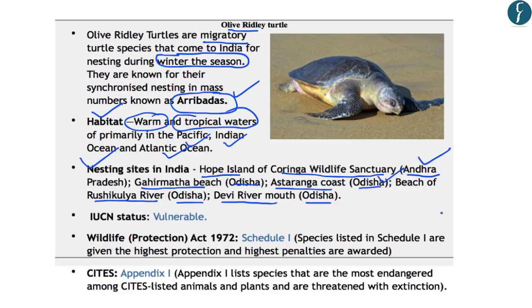Further, the protection status of this animal becomes important for us from the preliminary examination point of view. So under the IUCN's Red List, it is listed as a vulnerable species. In India's Wildlife Protection Act 1972, they are listed in Schedule 1, which means that it has the highest protection and the highest penalties are awarded for the killing of this olive ridley turtle. Further, in CITES, they are listed in Appendix 1, and you should note that those species which are listed in Appendix 1 are the most endangered among the CITES listed animals.